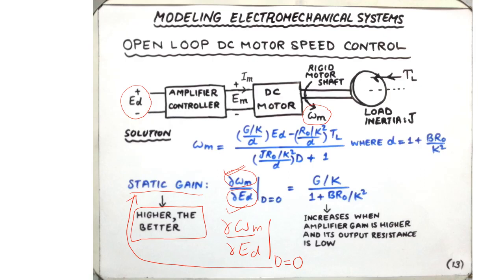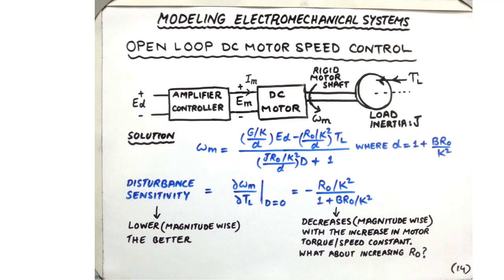And that's because we want our speed to be more responsive to the change in the supply voltage. In other words, a small change in the supply voltage can give us a large change in the motor speed. So here is the expression for the static gain. And you can see that one can easily increase the static gain simply by increasing the gain of the amplifier, or reducing the output resistance of the amplifier.